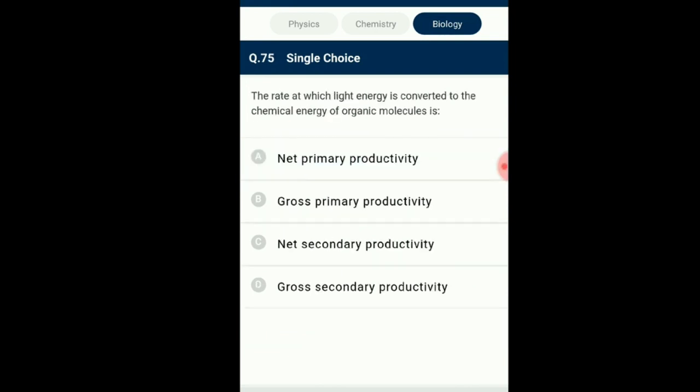Question number 75. The rate at which light energy is converted to chemical energy of organic molecules is. The rate at which organic molecules are formed in a green plant is called gross productivity. Gross productivity, that is gross primary productivity of an ecosystem, is the rate of production of organic matter during photosynthesis. A considerable amount of GPP is utilized by plants during respiration. So the answer is option B, gross primary productivity.